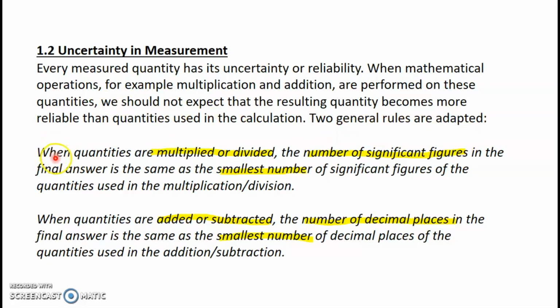The first rule is when quantities are multiplied or divided, the number of significant figures in the final answer is the same as the smallest number of significant figures of the quantities used in the multiplication or division. The second rule, when quantities are added or subtracted, the number of decimal places in the final answer is the same as the smallest number of decimal places of the quantities used in the addition or subtraction.